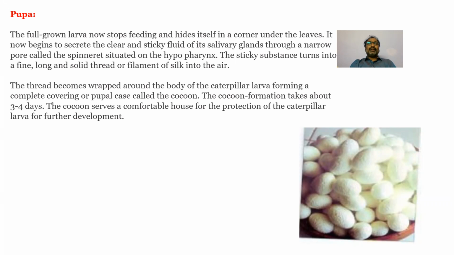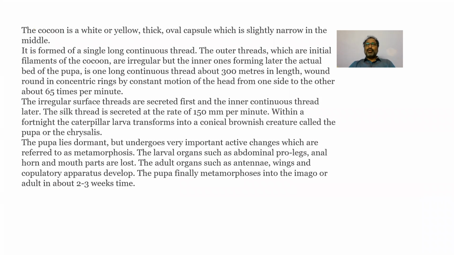That's why in the pupal stage only it has to be killed. The cocoon is white in color or yellowish in color. It looks thick, oval in shape, egg shaped. It is an oval capsule which is slightly narrow in the middle. It is formed of a single long continuous thread.